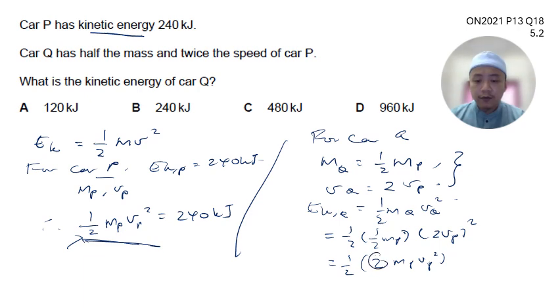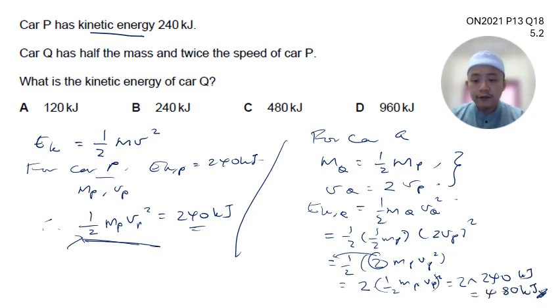So if you take the 2 out of this expression, you get 2 times half mp vp squared. We know that half mp vp squared is equivalent to 240 kilojoules. So you can just substitute 2 times 240 kilojoules. So you get the answer 400 kilojoules as the amount of kinetic energy for car Q, where the answer is C.